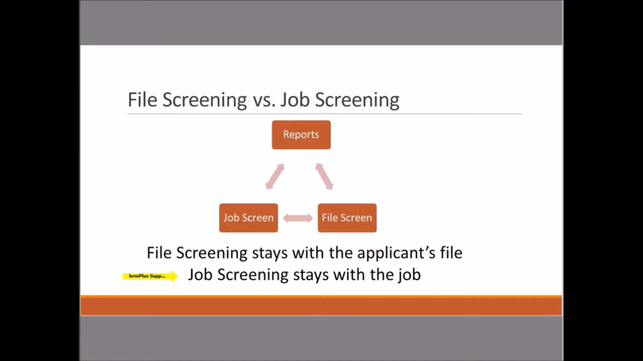For file screening, say an applicant applies for a job and they're screened by a screener, and then sometime down the road they apply for another job, that other screener will see that previous screening information. It's going to be right there. And in the file screening side of things, you can have as many file screens as you want for an applicant. There's no limit. And it can be a nice way to share information across your district.